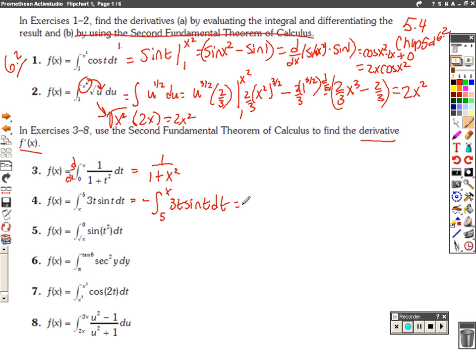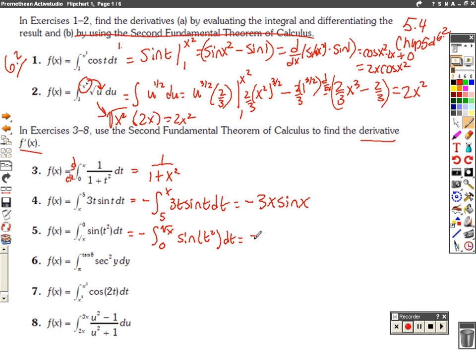And now I can do what I just said. Take the variable on the top, plug it in to t, and multiply by its derivative. So we got negative 3x sine x times 1, which would just be 3x sine x. Okay, once again, we're going to flip it. So I'm going to make it negative 0 to root x sine of t squared dt. Now it's flipped, I can plug in.